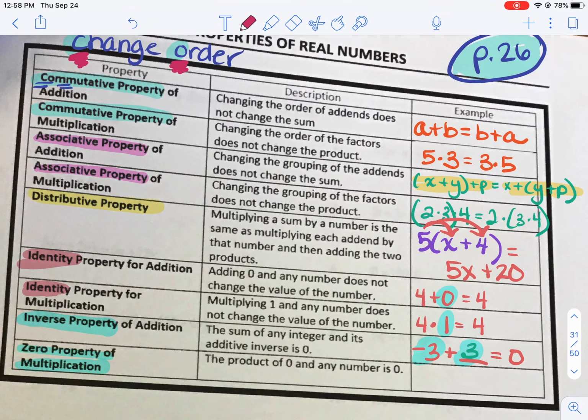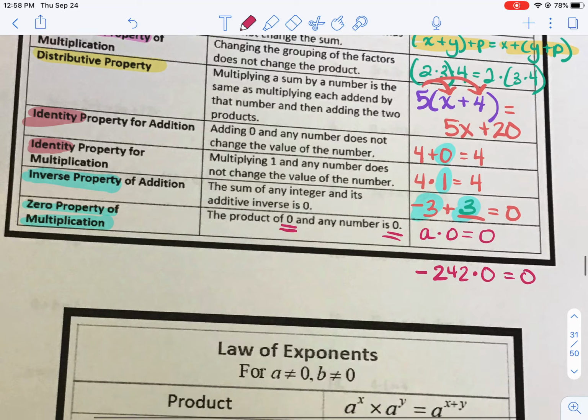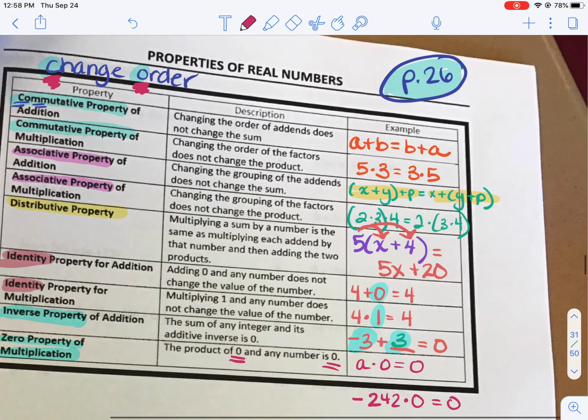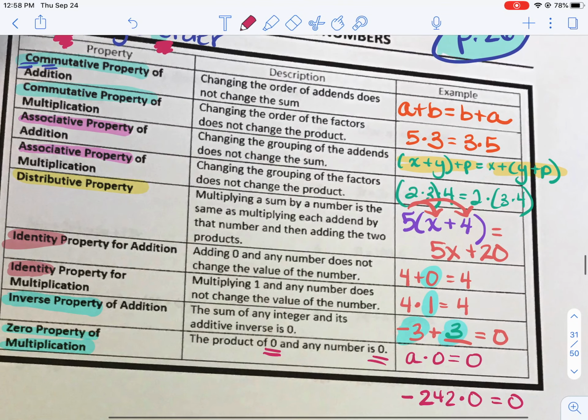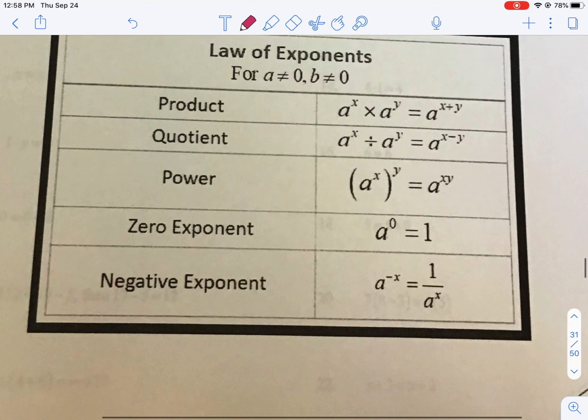And then something different is true. If I take a variable a and I multiply it by 0, I get 0. If I take any number, -242, multiplied by 0, I get 0 out as well. So those are some really important properties for real numbers. We also have a lot of other properties.